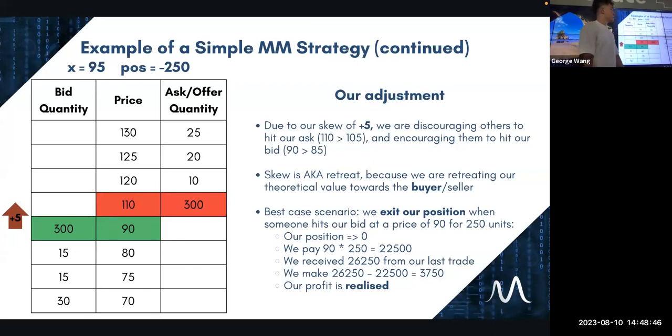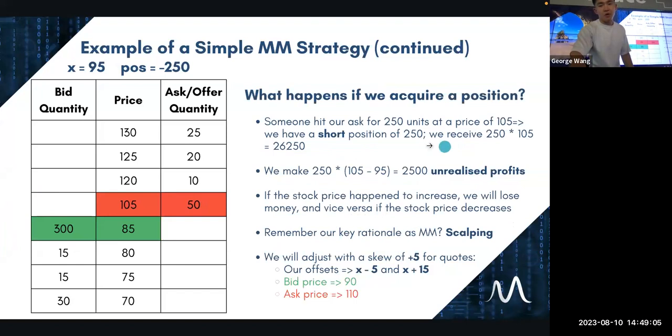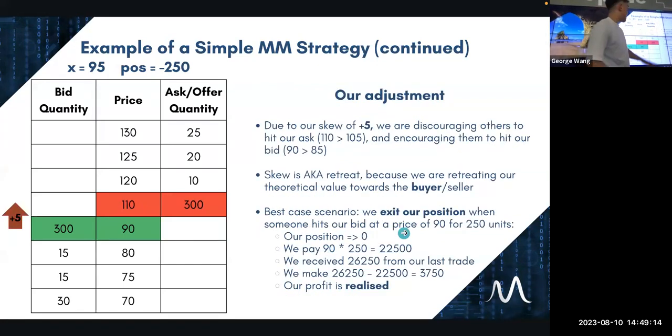So the best case scenario, given our position, is that somebody sells to us at 90, somebody hits our bid for 250 units exactly, right? Then we sold 250, we bought 250, and our position goes to zero. And previously we sold for 105 times 250, so we made that much money from selling. And to buy, if somebody hits our bid, we pay that much, and you see that we've made that much by scalping, right? This is the best case scenario, and this is what we want to happen because we're trying to adjust our skew. Does that make sense, everyone?